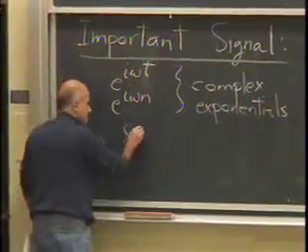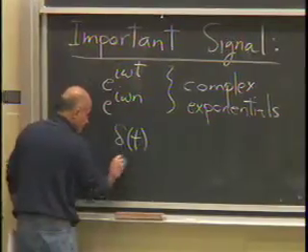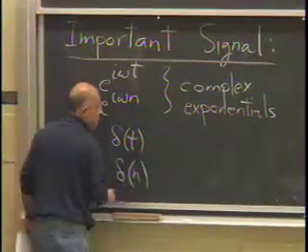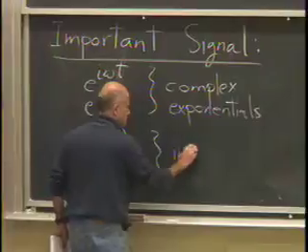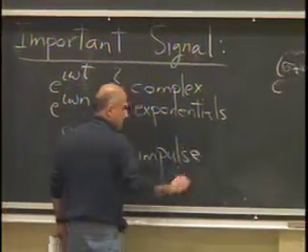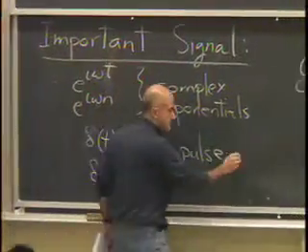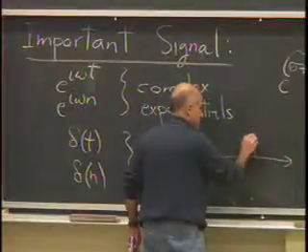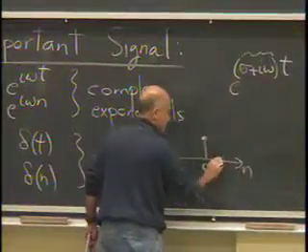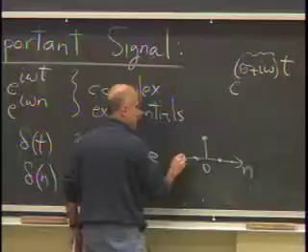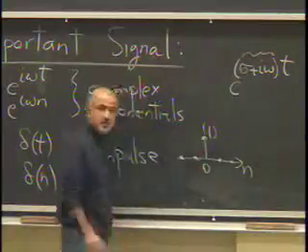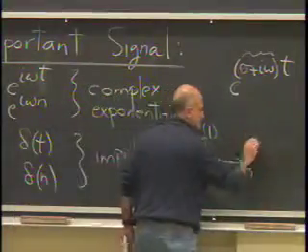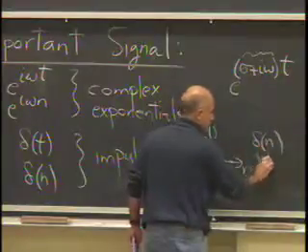And the other important signal is the impulse, which I drew the discrete time version for you. It's a signal that's 0 everywhere except at n equals 0. This is the discrete time version. It's called the Kronecker delta.